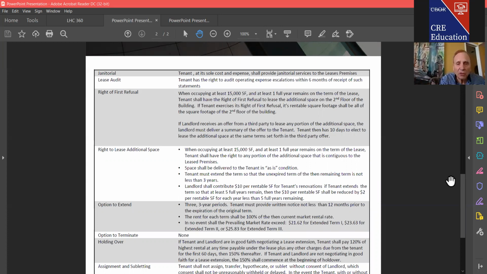Then we talked about the right to additional space. At this point, the landlord already had laid it out, saying it would be as is. So at this point, as is means when they expand, the tenant is not going to get any tenant improvements. So I wouldn't accept that. Landlord always has to contribute. Option to extend, right of first refusal, that's important. They didn't put an option to terminate in. I made a note, none. Well, you can get that today.